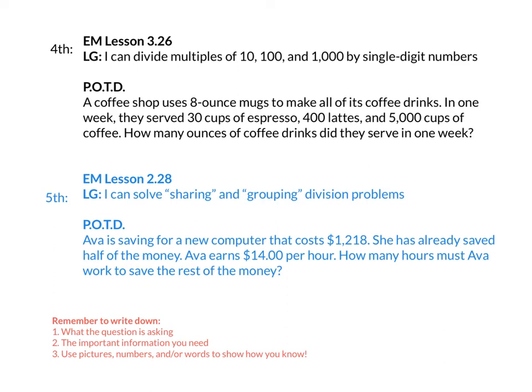Okay, fourth graders, today is Monday, December 2nd, and we are doing Eureka Math Module 3, Lesson 26. And as you can see, our learning goal today is we're going to be able to take multiples of 10, 100, and 1,000, and divide them by single-digit numbers. That means that our whole is going to be multiples of 10, 100, and 1,000, and the divisor is going to be a single-digit number.